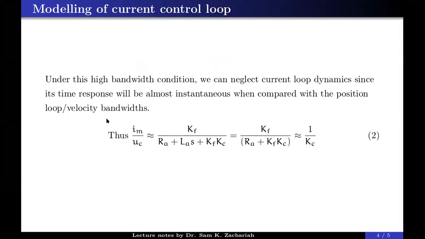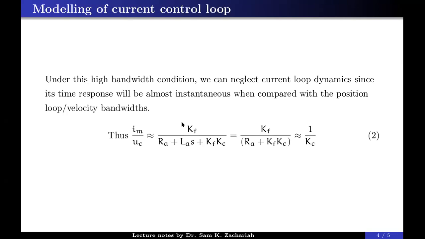So this Im upon UC, you can write it like this. Under this high bandwidth condition, the bandwidth will be higher. So if the system is used for position control, and that position control is of 5 Hz bandwidth, this inner loop will be settled first. And the dynamics acting on the outer loop, the theta dynamics, you can neglect.